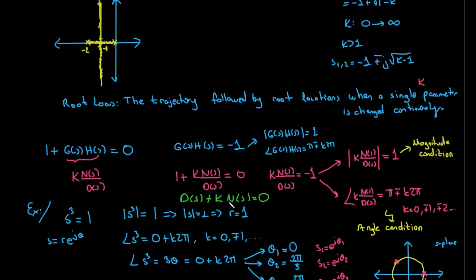So this is the denominator of the closed loop transfer function. In a way, you can think about the root locus as follows: I know the open loop zeros, which are the N(s) here. I know the open loop poles, D(s) over here. What I would like to find is the roots of D(s) plus K times N(s) as K changes from 0 to infinity.